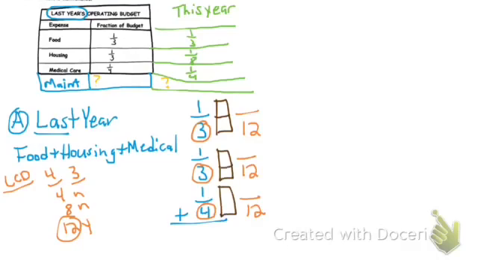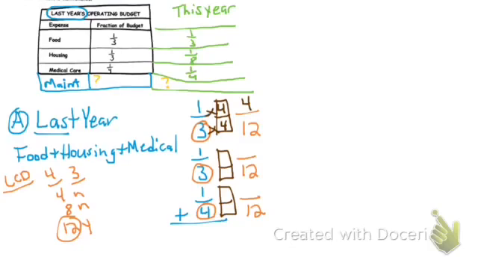Put my window boxes to set myself up, and let's take a look at 1/3. What do I do to a 3 to turn it into 12? Well, 3 times 4 is 12. Whatever I do on the bottom, I must do on the top. 1 times 4 equals 4. So 1/3 turned into 4/12. Let's take a look at my next fraction. Well, I think it's exactly the same, right?